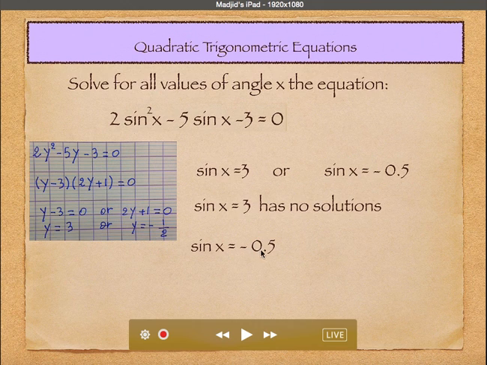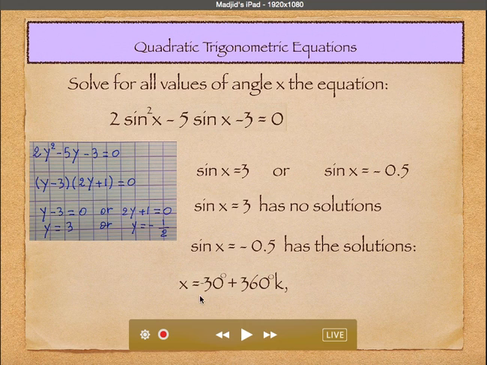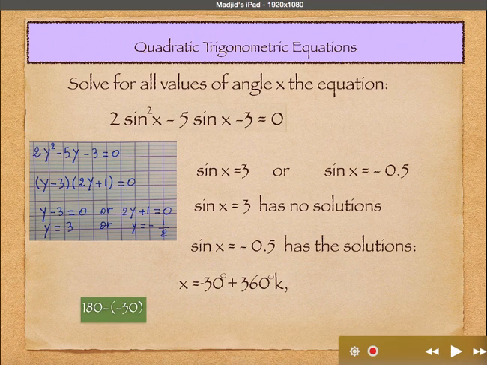Sine x equals minus 0.5. You use the sine inverse to get your angle. So you get your solutions. One of them is minus 30 degrees, of course, plus multiples of the period. And the second one you get by using the rule 180 minus the angle you get here, which is minus 30. So your second solution is 210 plus 360k, a multiple of 360, because it says for all values.